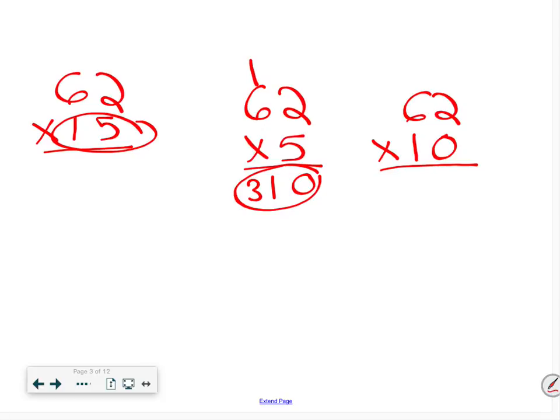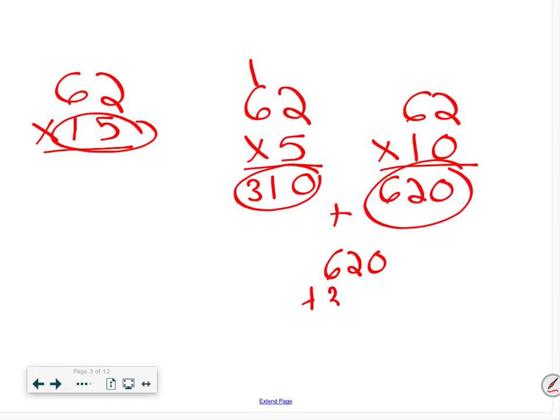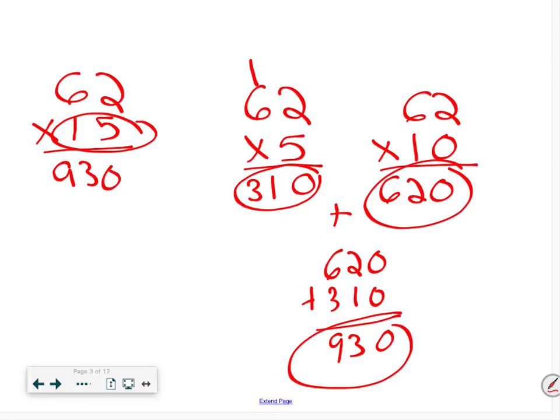Then I'm going to do 62 times 10, which is really easy and is a fast fact I can do in my head, because if I ignore the 0 for now, I know that 62 times 10, I just add the 0 at the end, it's 620. Okay, well, if I have these two numbers, in the end to get my final answer, I have to add them together. I have 620 plus 310, and if I add them, I get a total of 930. So in my head, that must mean that 62 times 15 is 930, okay?